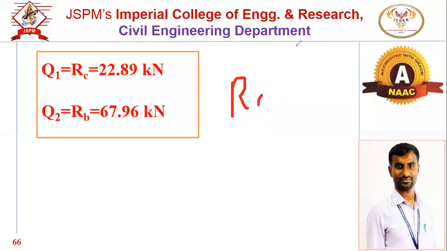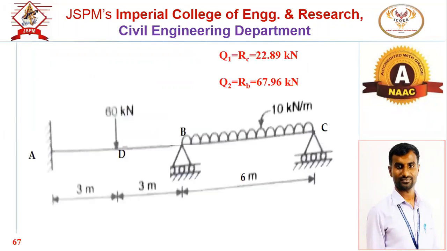So what is the task? Apply the static equations, summation Fy equal to 0 and summation of moment at point A equal to 0, and find out the reaction at A. That is the task. That is the homework. And once you get the reaction, draw the SFD first, then draw the superimposed BMD.